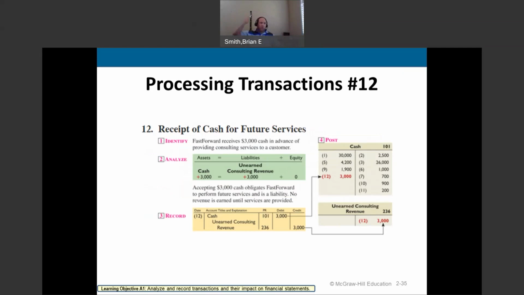But now we're recording unearned consulting revenue of $3,000. It's a liability. We haven't earned it. So we're going to debit cash by $3,000 and credit unearned consulting revenue for $3,000. We owe that money if we don't do that work.